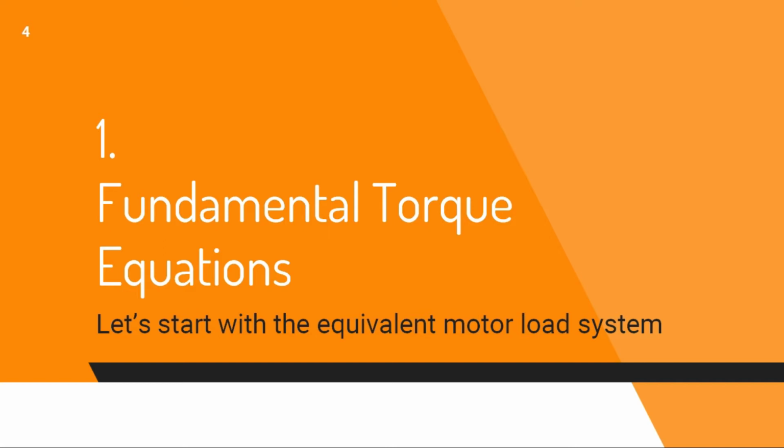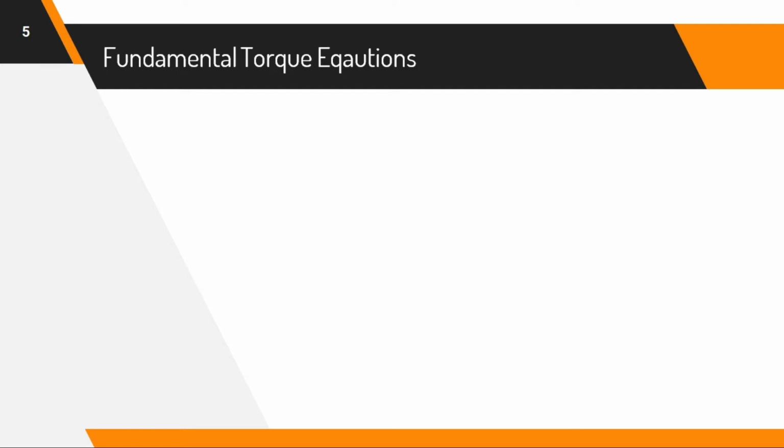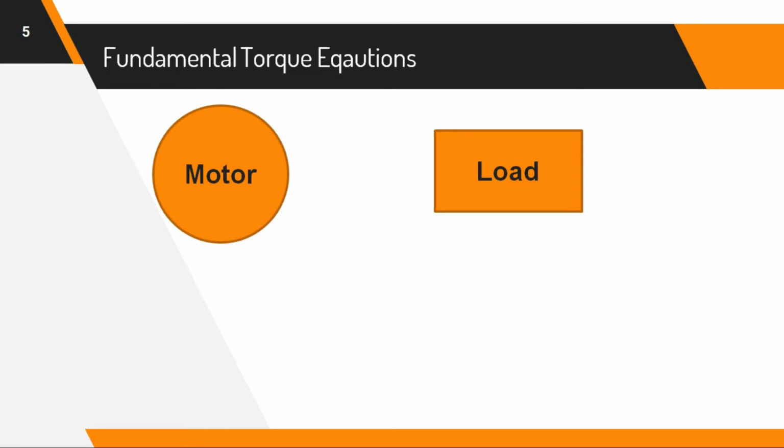Fundamental torque equation. So let's start with the equivalent motor load system. A motor generally drives a load through some transmission system. While the motor always rotates, the load may rotate or undergo translation motion. This is a load which is connected to the motor shaft. If it is directly connected to the motor shaft, then the rotating speed, that is RPM, of the load as well as the motor speed will be the same.